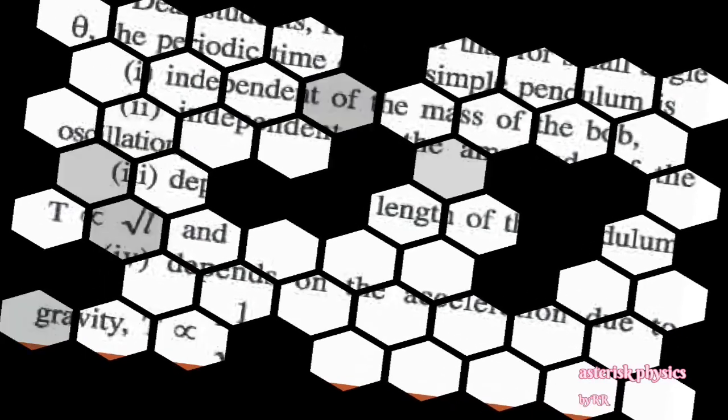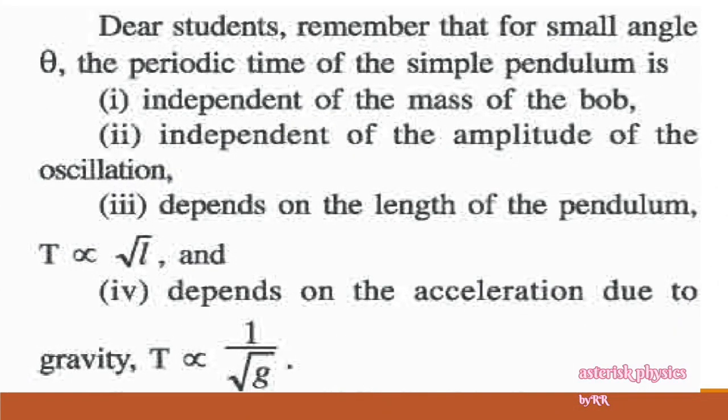Students, you have to remember that for small angle theta, the periodic time of the simple pendulum is independent of mass of the bob, is independent of the amplitude of the oscillation, depends on the length of the pendulum, that is T is directly proportional to root of L, and depends on the acceleration due to gravity at that place, that is T is directly proportional to 1 by root g.